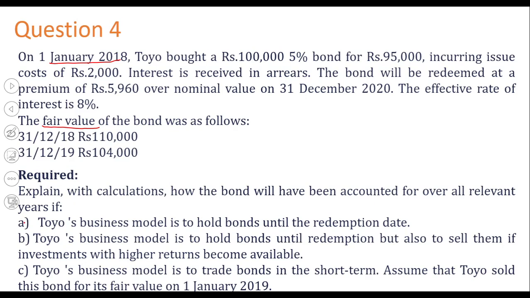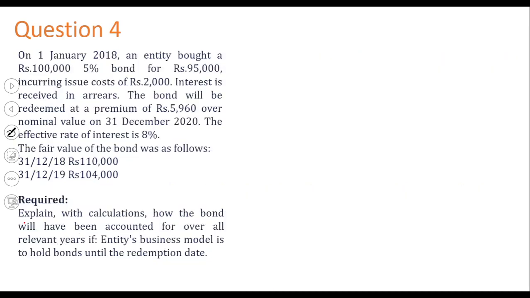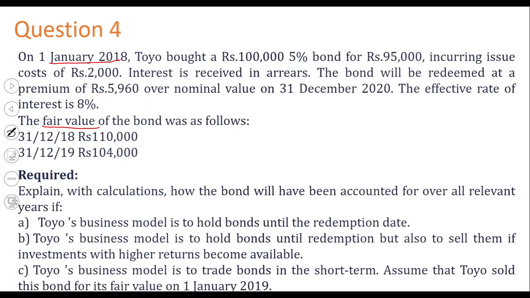What is the second category? Toyo's business model is to hold the bond until redemption, but also to sell them if investments with higher returns become available. If there's a good return, I'm selling. What is it? Fair value through OCI. Third category, Toyo's business model is to trade the bonds in the short term, which means fair value through P&L.